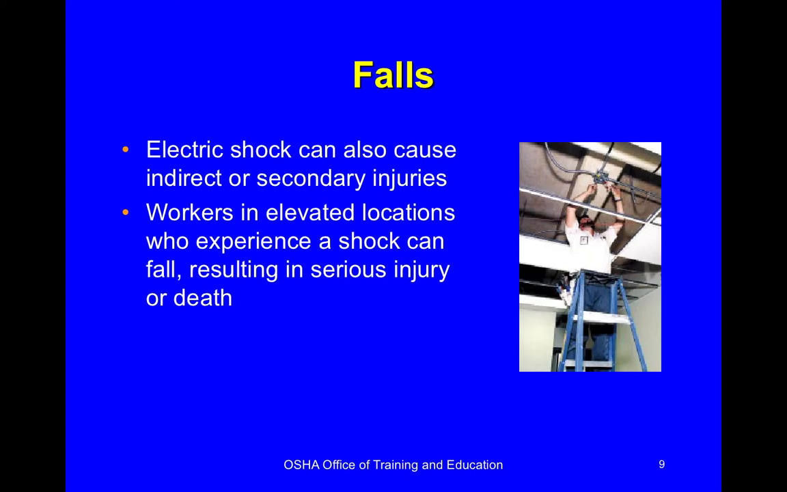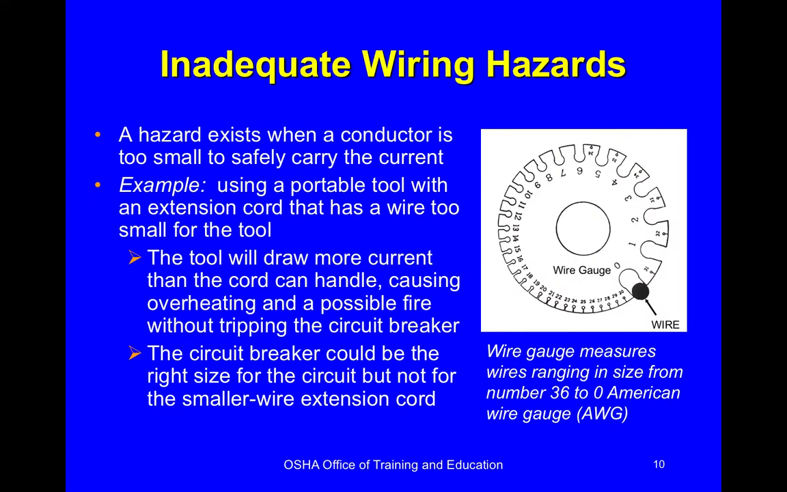Maybe you survived the shock, but you died from the fall. Okay, so those are the four major injuries: electrocution, electric shock, burns, and falls. Now we're going to move on to some hazards with electricity, electrical devices, and the first one is wiring.